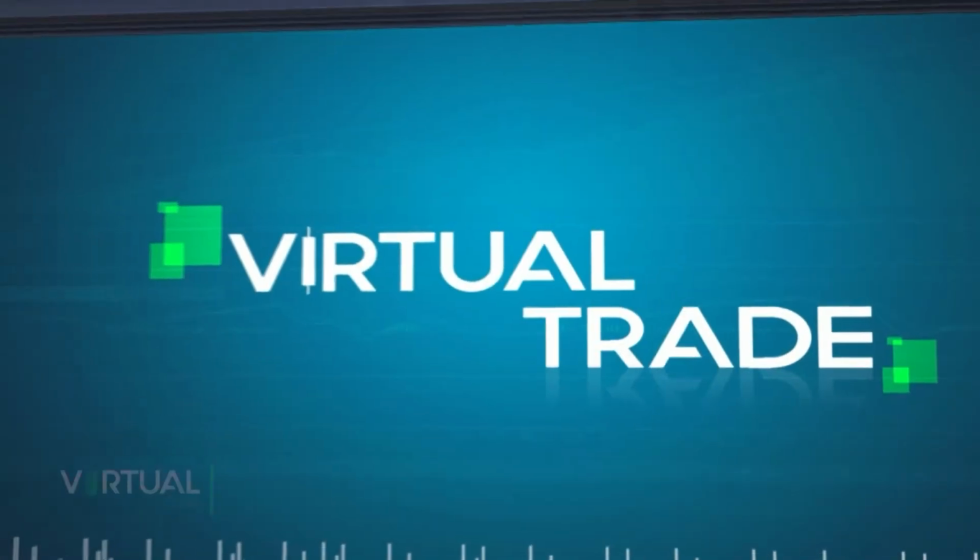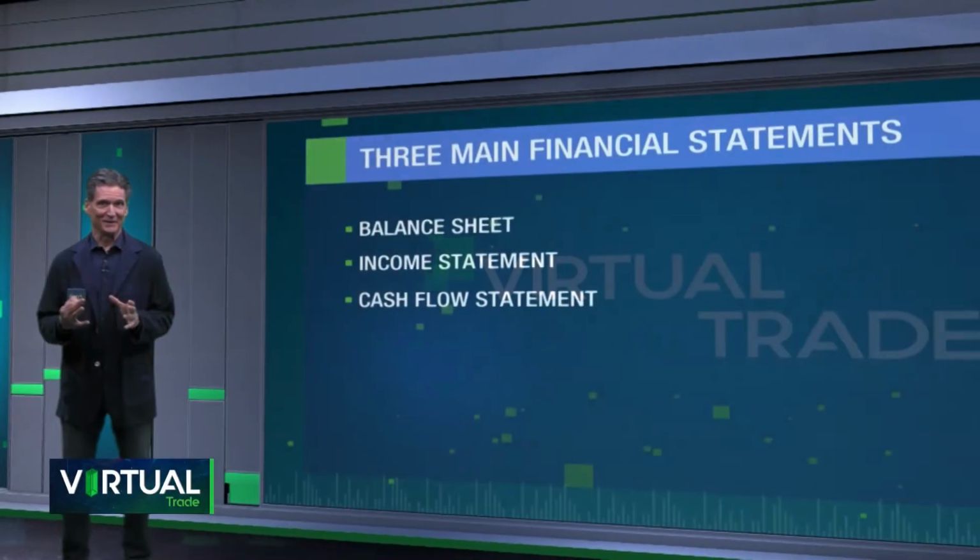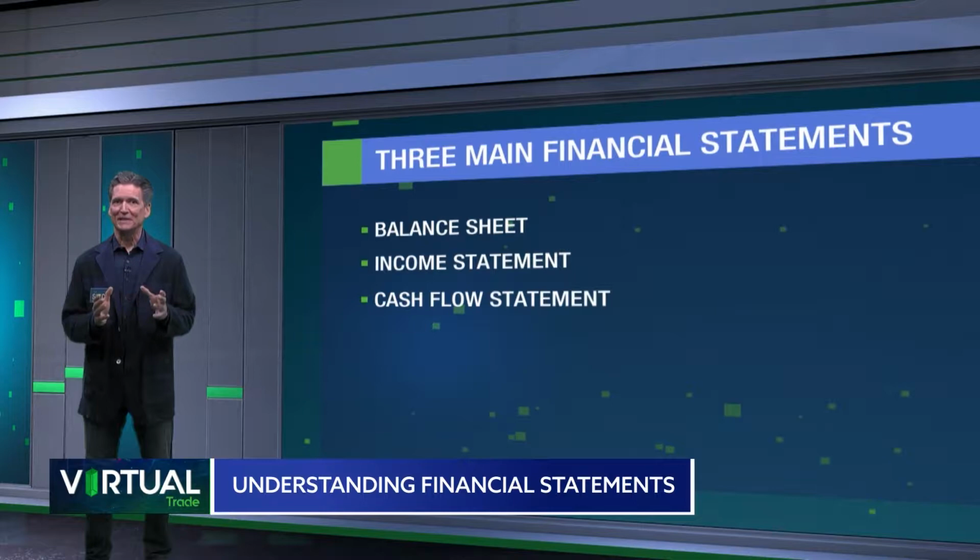So to recap, there are 3 primary financial statements. The balance sheet compares a company's assets to its liabilities and the owner's equity. The income statement reports a company's revenues and expenses. And finally, the cash flow statement reveals a company's cash position. Now, let's take a look at how financial ratios can simplify the process of fundamental analysis.